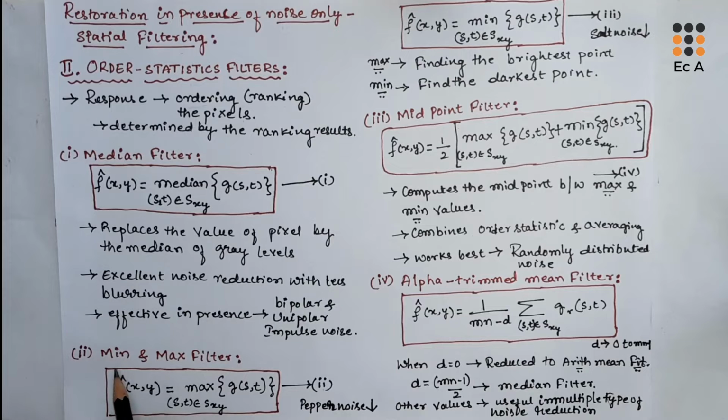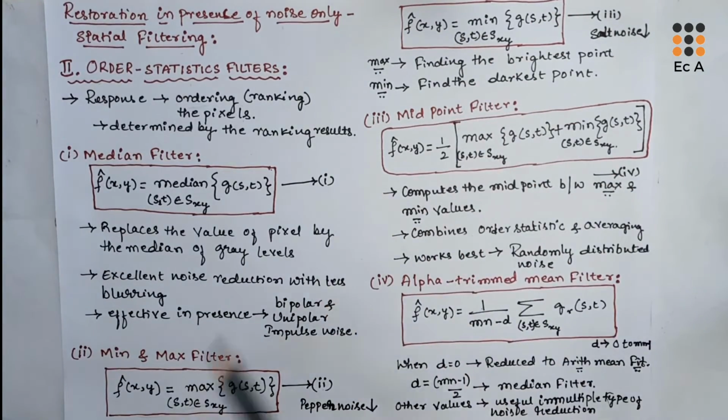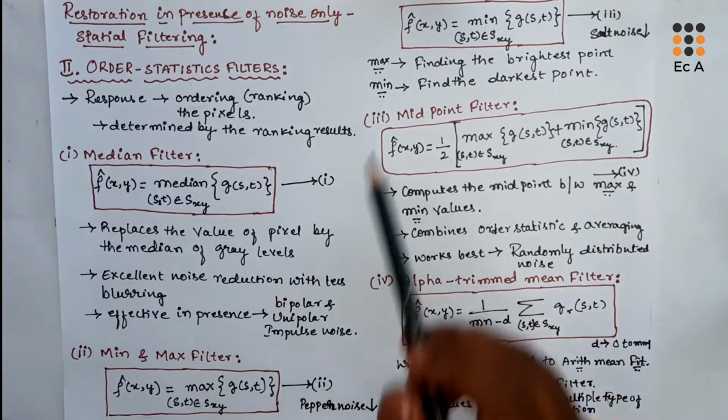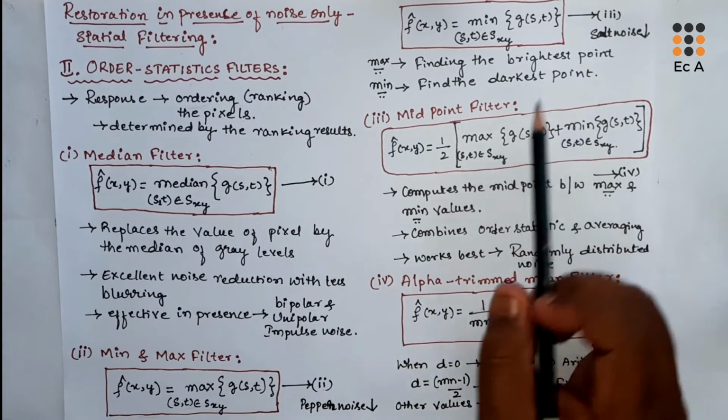The next type of filter is the min and max filter. This is the representation for the max filter and this is the representation for the min filter. The max filter is helpful in finding the brightest point in an image and the min filter is helpful in finding the darkest point in an image.